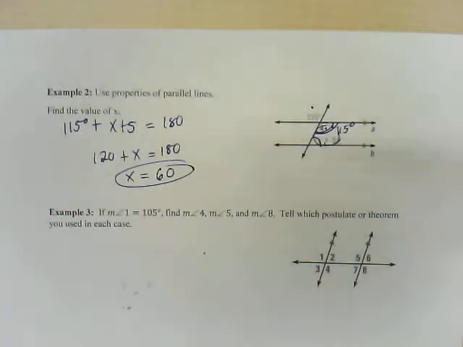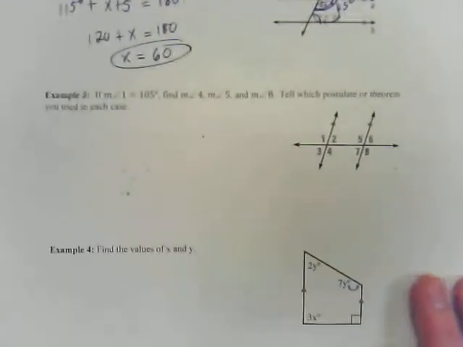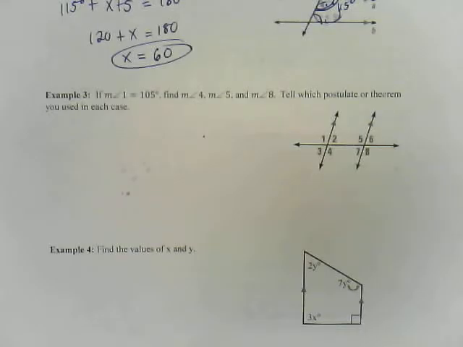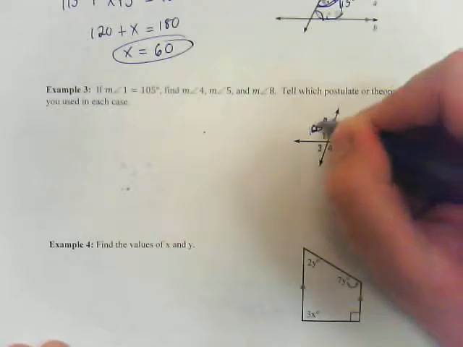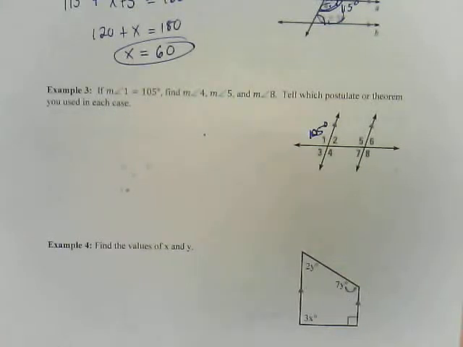Now we could plug this back in to get the angle measures, but for this question it just said find the value of x, so we're done. Let's move on to example 3. If the measure of angle 1 is 105 degrees, so that's this angle right here, 105 degrees, find the measures of angle 4, 5, and 8. Tell which postulate or theorem you use in each case.